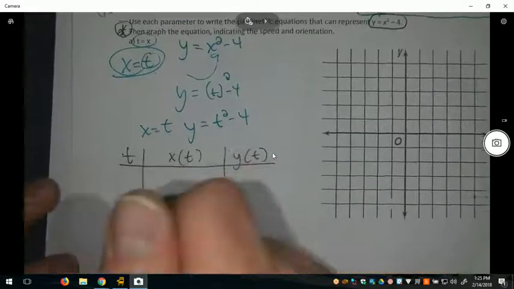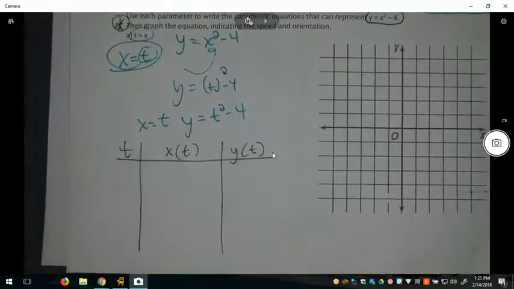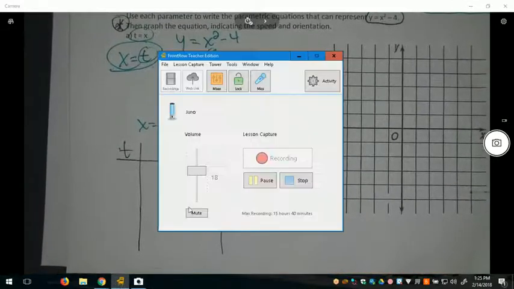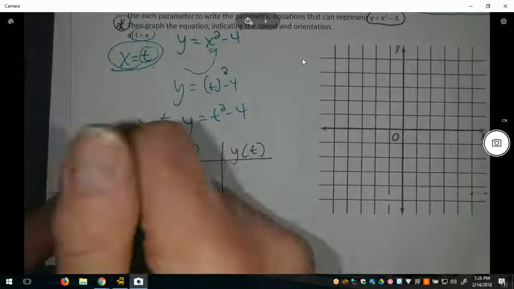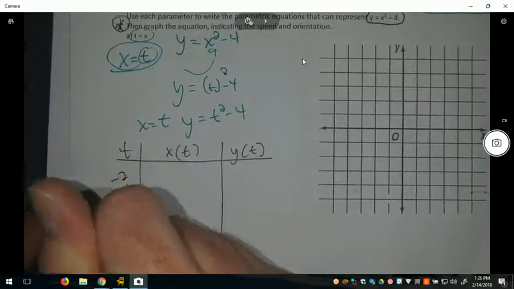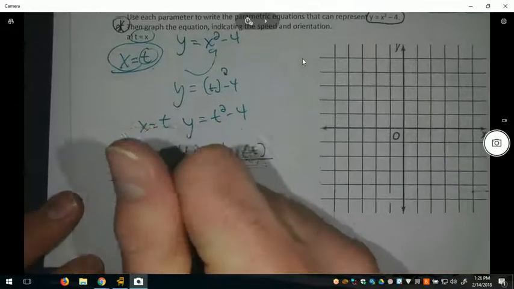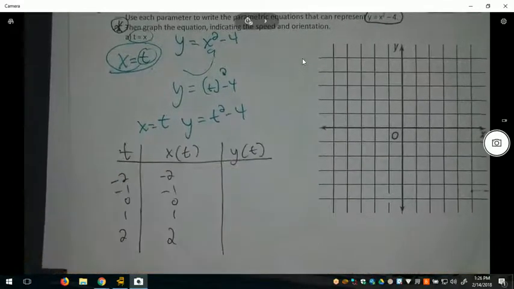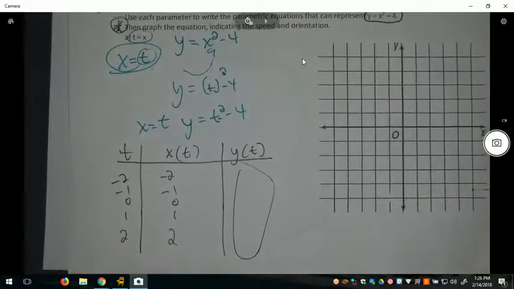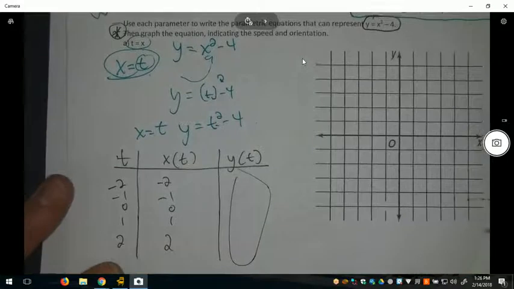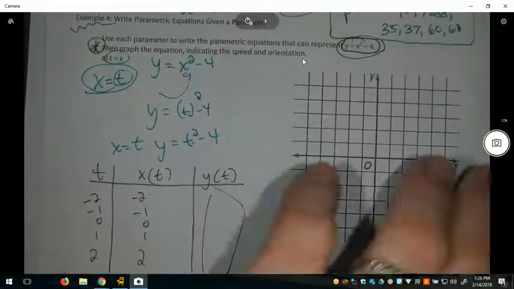I'm going to put in, let me see what I can put in. So I could put in -2, -1, 0, 1, 2. Well, the x is easy. It's the same number. And then you just square it and subtract 4 to get your y column. Not that bad. It's going to give you the exact same graph as this in the graphing calculator.